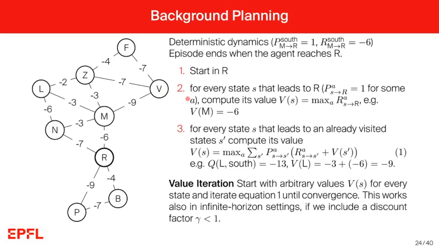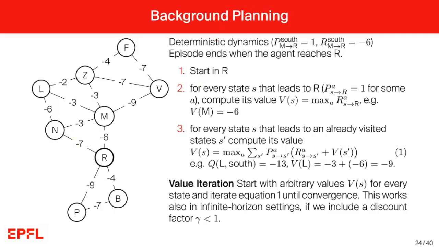And I would want to mention here also that this also works in the infinite horizon setting, where we don't have a terminal state, if we just include the discount factor gamma in this equation. So this equation here is very powerful, and iterating it until convergence will always give us the V and actually also the Q values for a certain model.